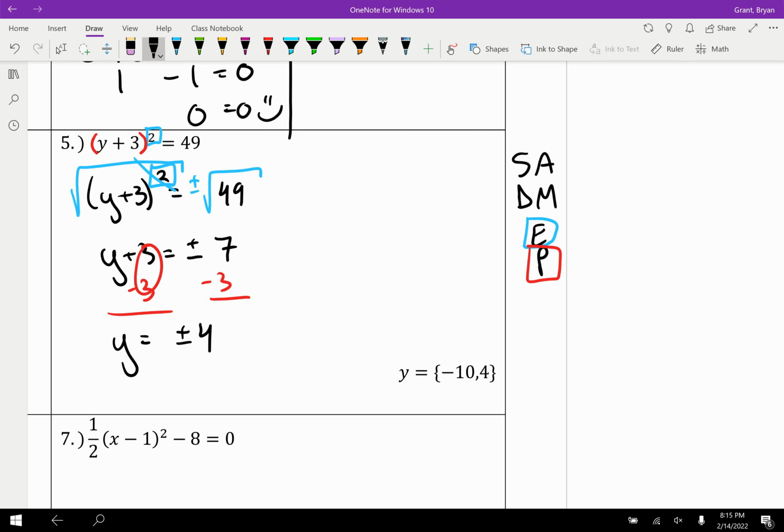No, it is not. We need to remember that what we did on the previous page, we're just going to take that negative 3 that's over here, and we're going to just set it gently in front of the plus minus 7. This is our answer.